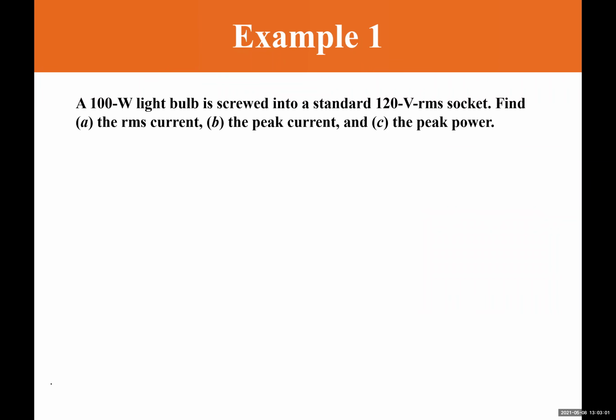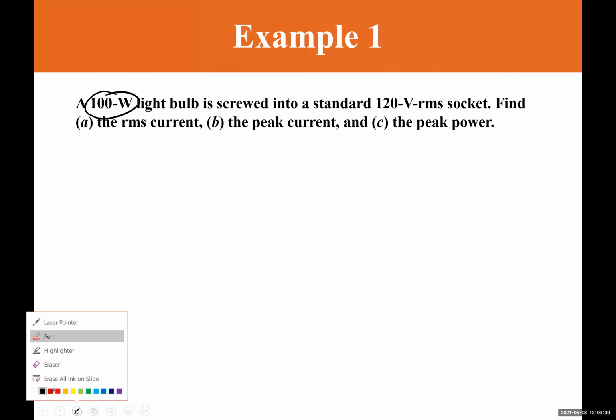You have a 100-watt light bulb screwed into a standard 120 volt RMS socket. Find the RMS current, the peak current, and the peak power. Again, the peak power and peak current are the maximum values of those, right? In terms of what we're given here, we're given the power, sorry, the average power, 100 watts, for the light bulb, and 120 volts. Those are RMS values, and that's basically the average power.